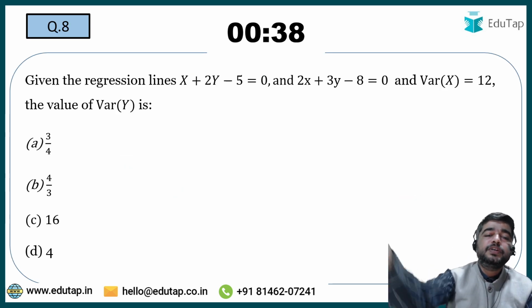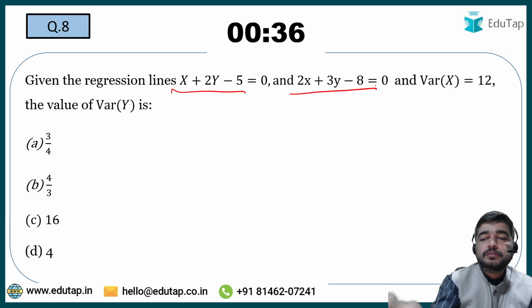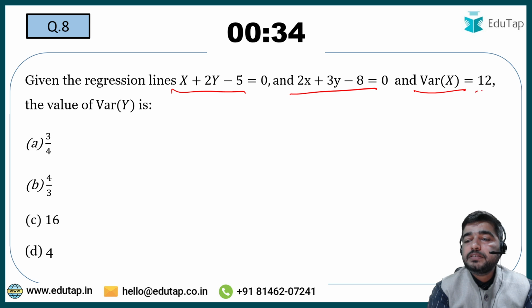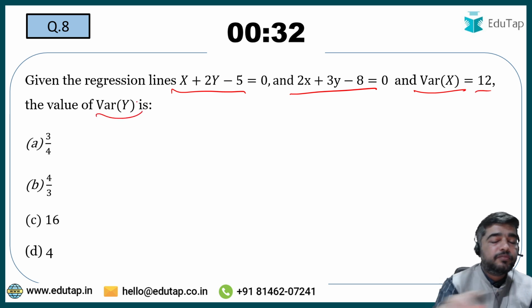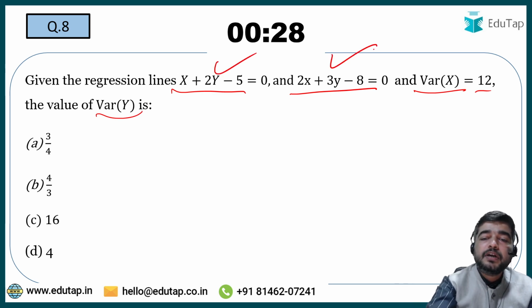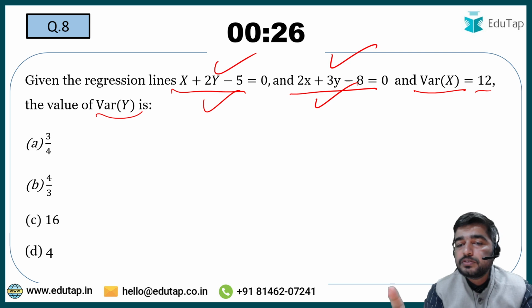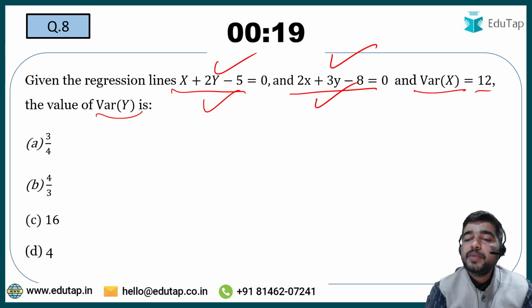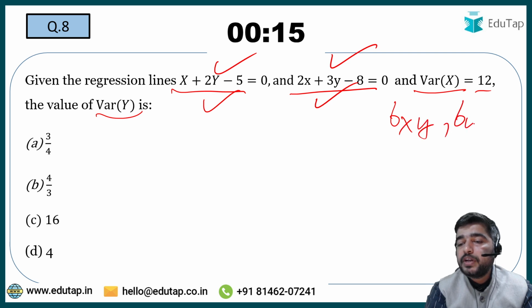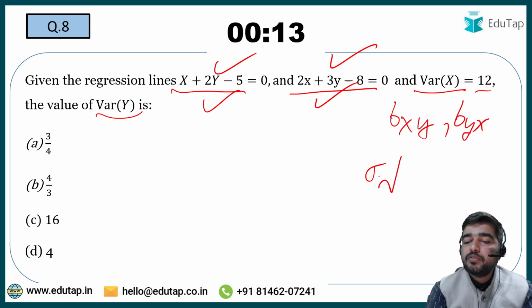Now you are given two regression lines. Variance of x is given as 12, and you have to find the variance of y. There will be three steps. First, you will convert these two lines into regression line formula. From that you will find the regression coefficients x on y and y on x. From that you will calculate the correlation coefficient.